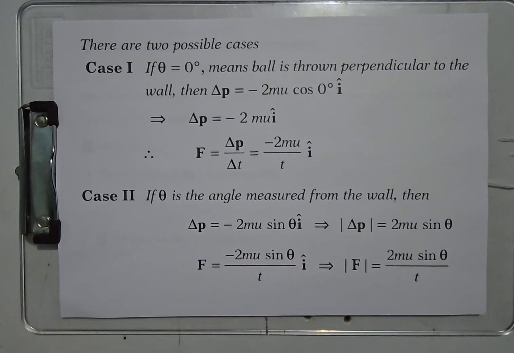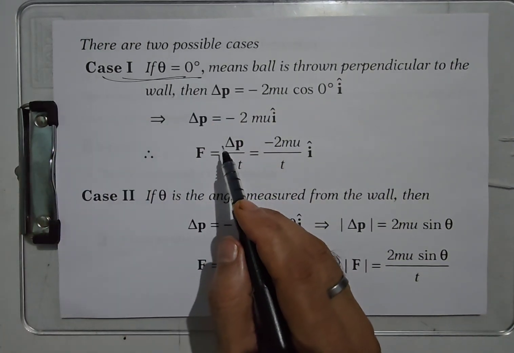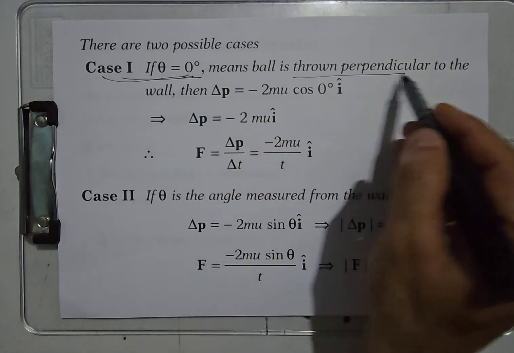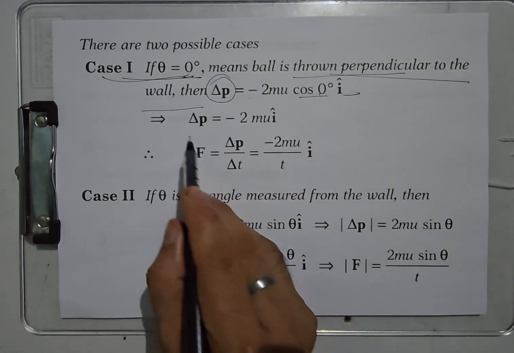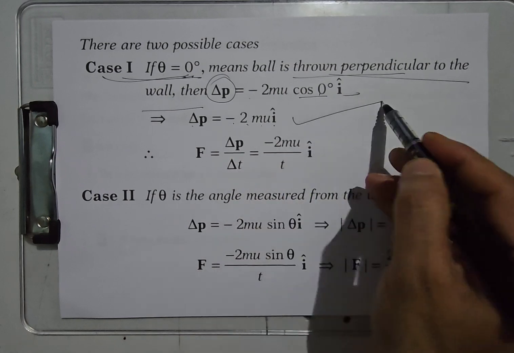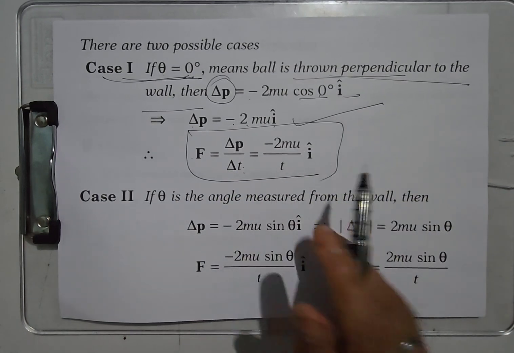Okay, now in this case there are two possible cases. Because if the ball is striking straight, then theta is equal to 0 degree, means ball is thrown perpendicular to the wall. Then delta p is equal to minus 2 m u cos 0 i, because theta is 0. Then delta p is equal to minus 2 m u i. Then f is equal to delta p upon delta t gives me minus 2 m u upon t in i cap direction.